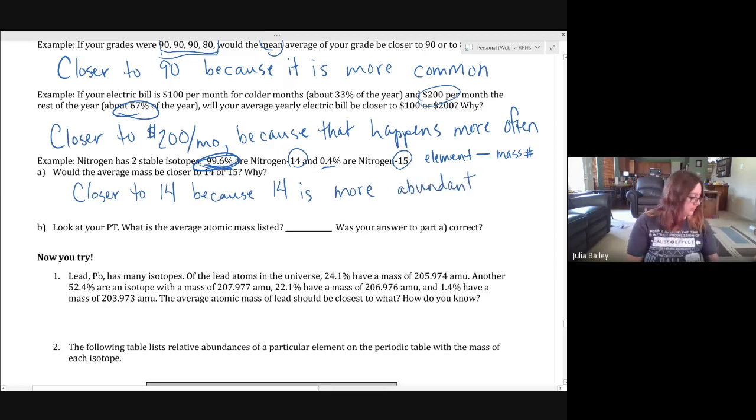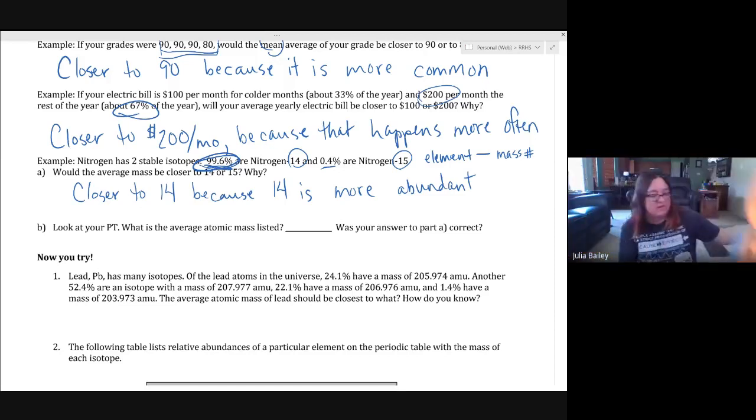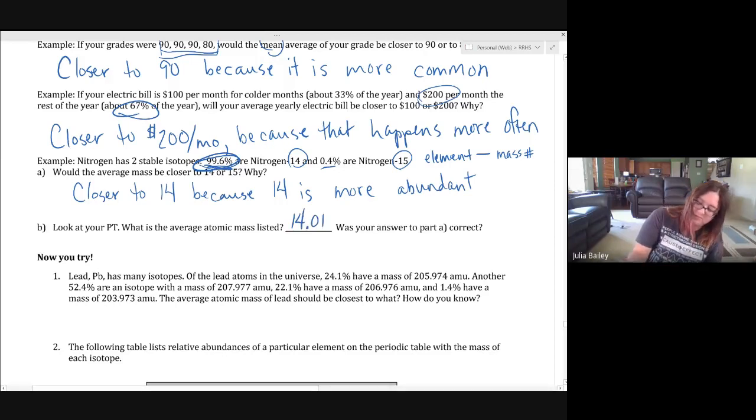And if you look at your periodic table at nitrogen and find the average atomic mass listed for nitrogen, it is 14.01, which is pretty darn close to 14.